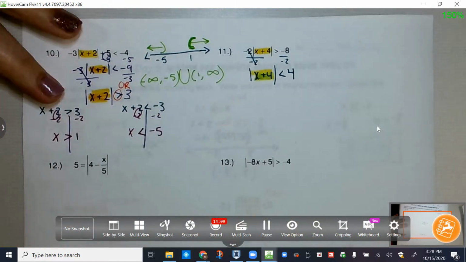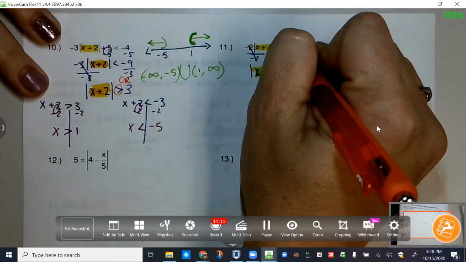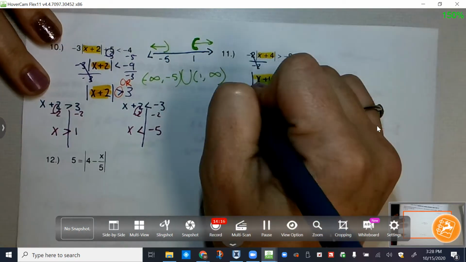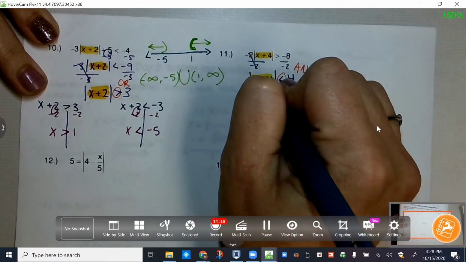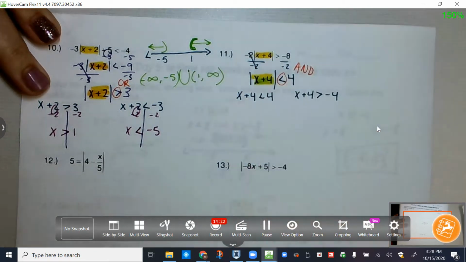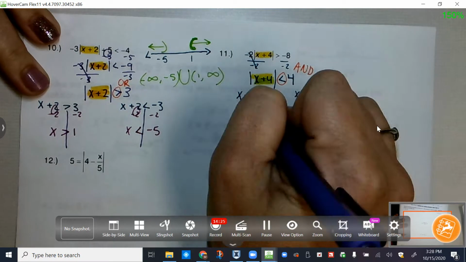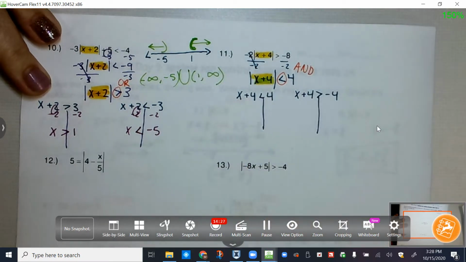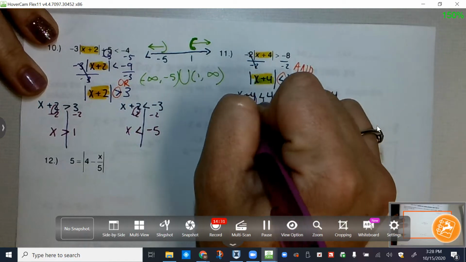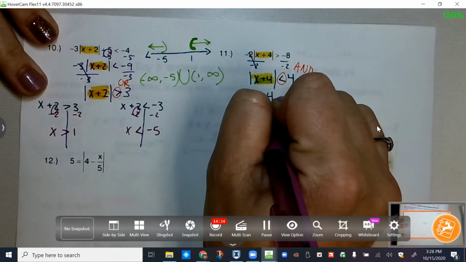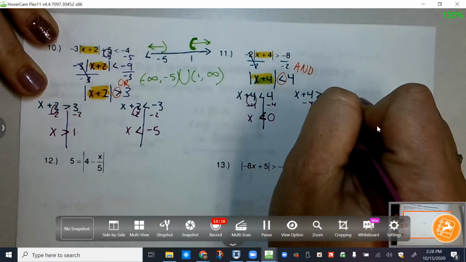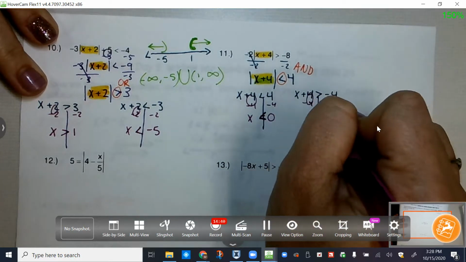Now, I also want you to realize this is a less than, so it's an and situation. So I get x plus 4 is less than 4. X plus 4 is greater than negative 4. Opposite sign, negative after. So minus 4, I get x is less than 0. Minus 4, x is greater than negative 8.